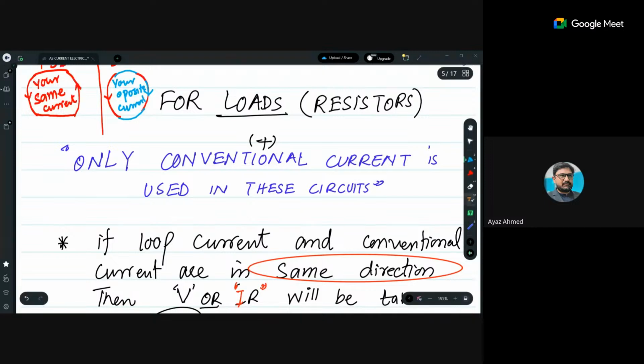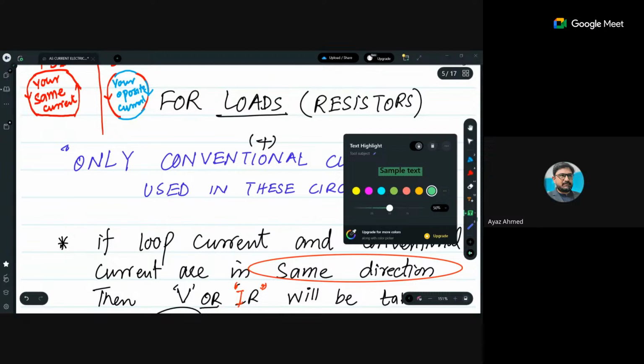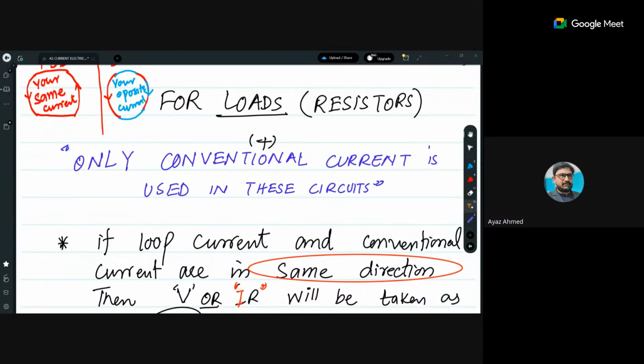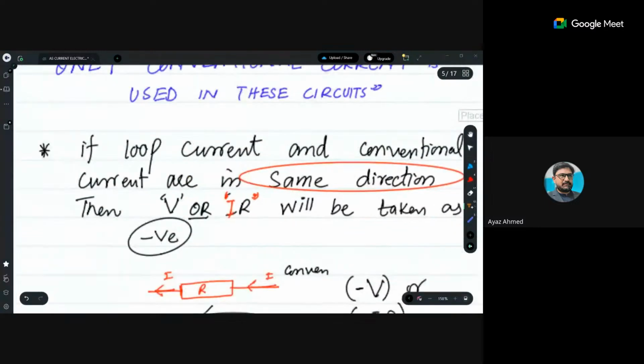Only conventional current will be flowing through. So conventional current means positive current. So when positive current is flowing through the circuit, it means that we are dealing with all positive charges. So the problem starts right from here. If the loop current and conventional current are in the same direction, then what will happen?